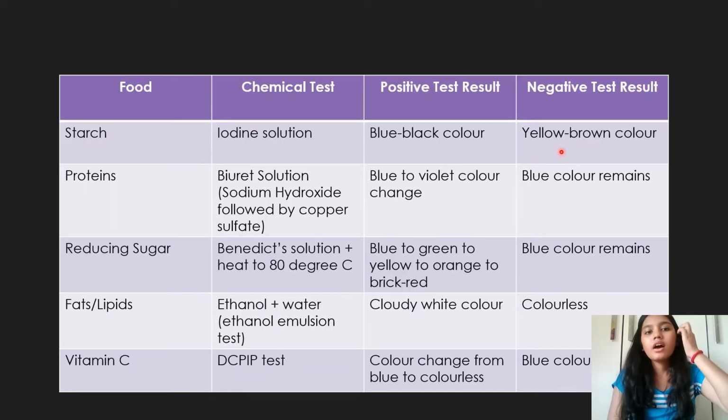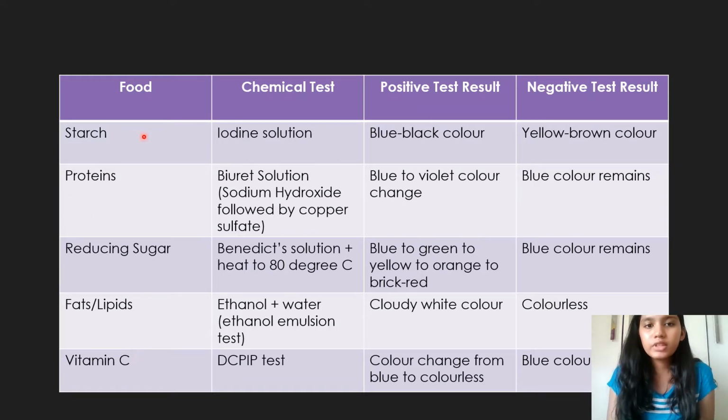Okay, now we have testing different food components. As you can see, you have starch, proteins, reducing sugars, which could also be simple substances like starch broken down into sugars, or reducing sugars that are present in fruits, their pulp, juices. Then you have fats and lipids. And then you have vitamin C, which is present in citrus fruits like orange, lemons. It has ascorbic acid, like those kind of fruits.